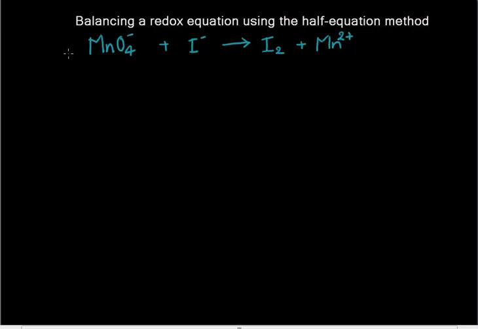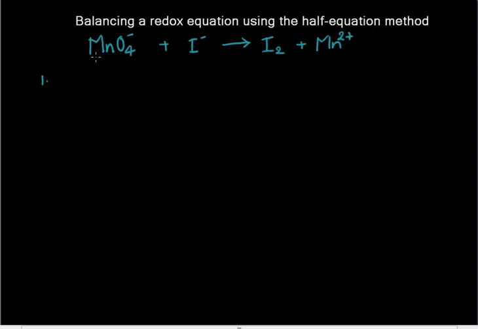Well, here is an unbalanced redox equation, and our goal is to balance this using the half equation method. There are 4 steps involved in balancing this redox equation. Step 1, we have to identify the species that are oxidized and reduced.